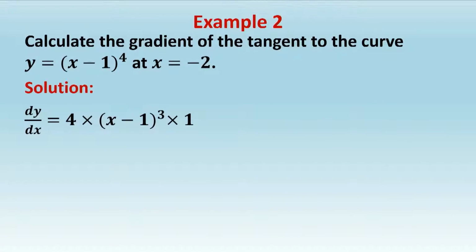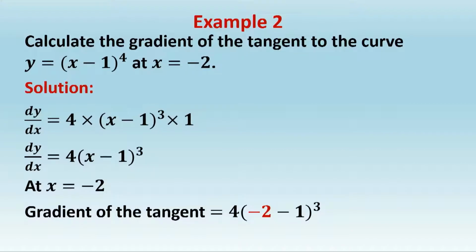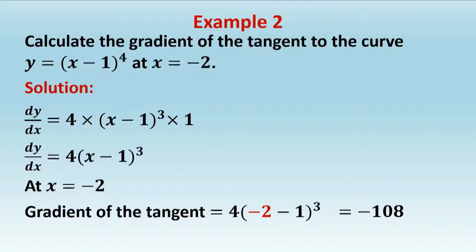dy by dx is equal to 4 multiplied by x minus 1 to the power of 3 multiplied by the differentiation of the function within the brackets, which is 1. Simplifying this, we get dy by dx is equal to 4 into x minus 1 to the power of 3. Now, at x is equal to minus 2, the gradient of the tangent is equal to 4 into minus 2 minus 1 to the power of 3. Evaluating this, we get minus 108.